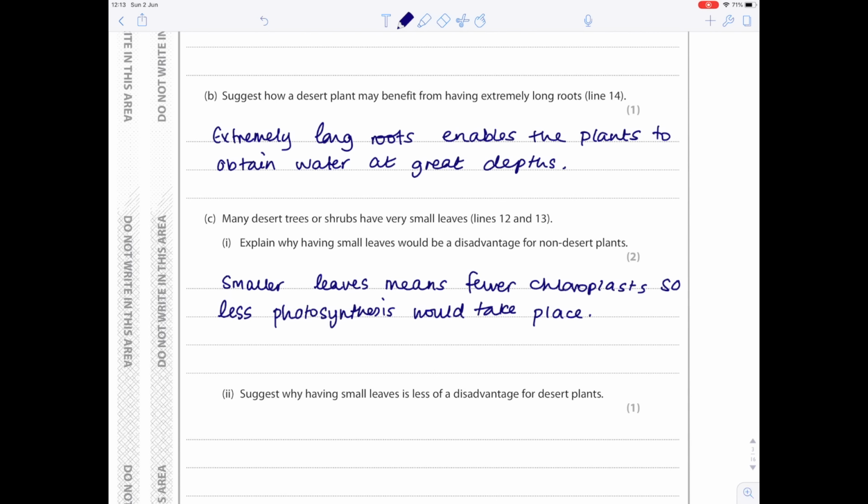Suggest why having small leaves is less of a disadvantage for desert plants. Well, we know this. It's both due to decreased water loss, and really if you're in the desert, I assume that there's an awful lot of sunlight there anyway. So photosynthesis will be taking place quite efficiently.